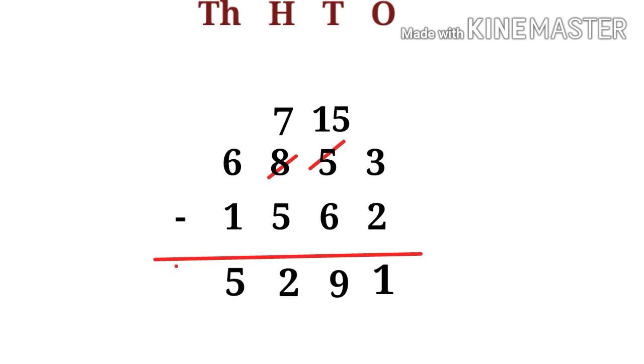So, when we subtract 6853 and 1562, we will get the difference as 5291. Okay children, now I believe you all have learned how to do 4-digit subtraction, isn't it?